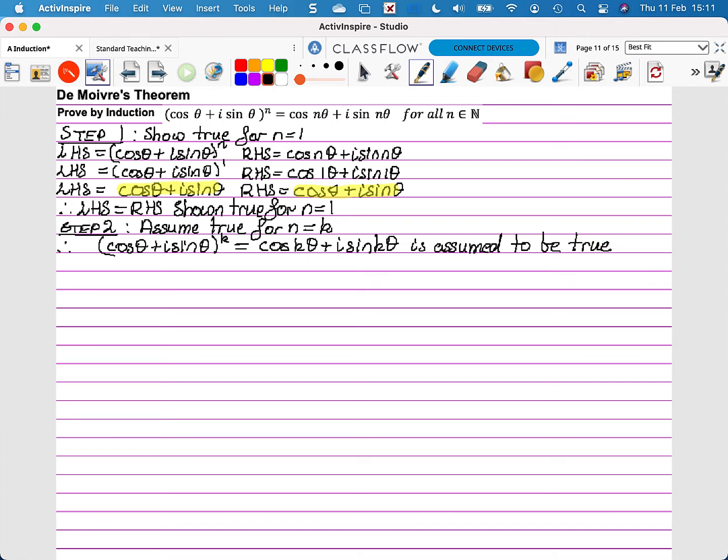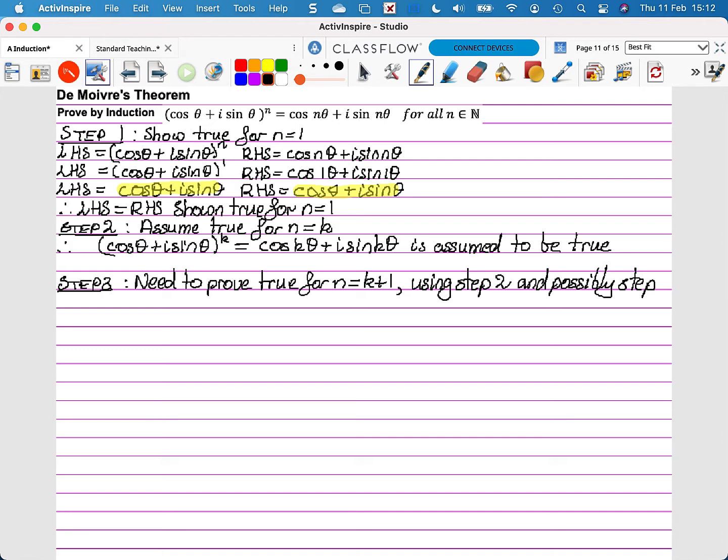We now move on to step 3 of the inductive process. And step 3 is need to prove true for n equals k plus 1 using step 2 and possibly step 1. Now that's a generic statement which we've been using for all of our inductive processes.